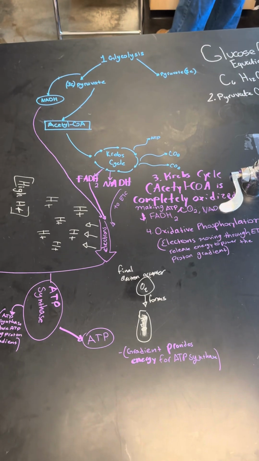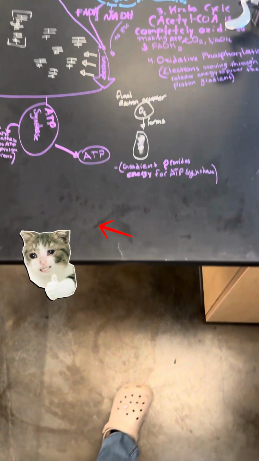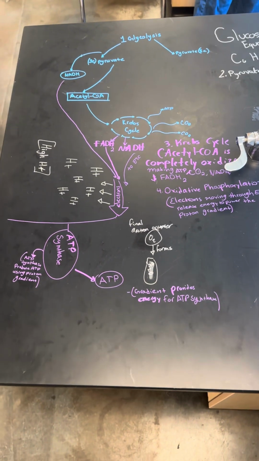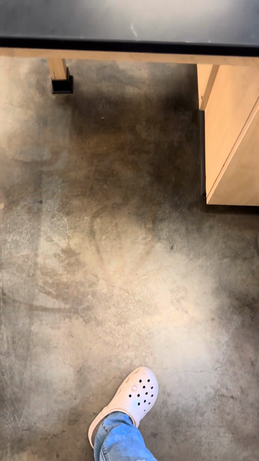And then lastly, ATP synthase happens, where energy from the proton gradient is used to make 32 ATP molecules. And this process just keeps happening as long as we live.